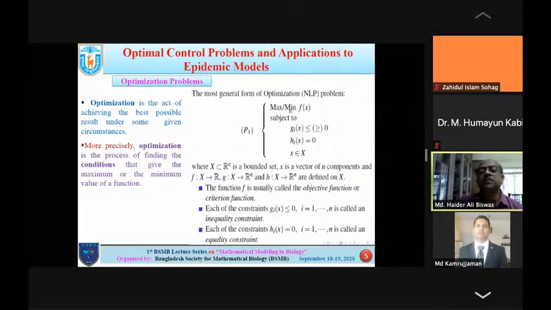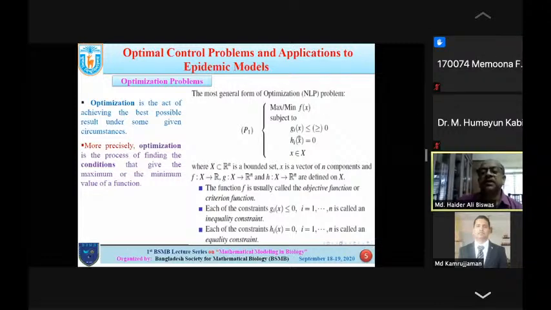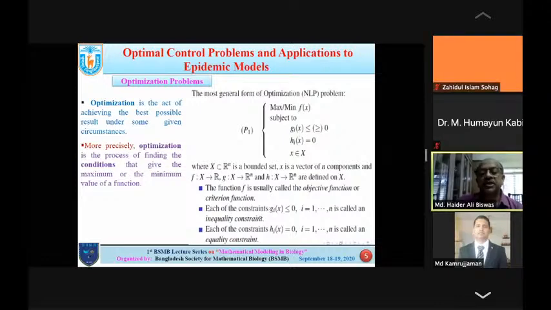We should either maximize or minimize a function subject to some constraints. Actually, these constraints are either inequality constraints or equality constraints. But there are some conditions on the function as well, because this X should be a bounded set. And of course, our f, the objective function, should be a continuous function as well. So these are some basic criteria of the general optimization problem in the dynamic optimization area.